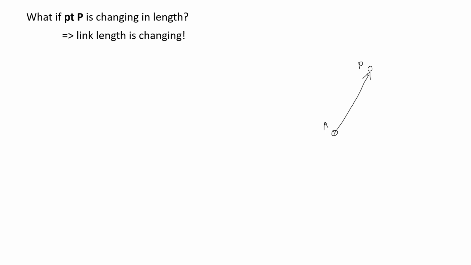So we'll raise another question, that is, what if point P, which is over here, is also changing its length, which means that in our mechanism a specific link length is also changing. In that scenario, we have to revisit the previous definitions. So let's do that.